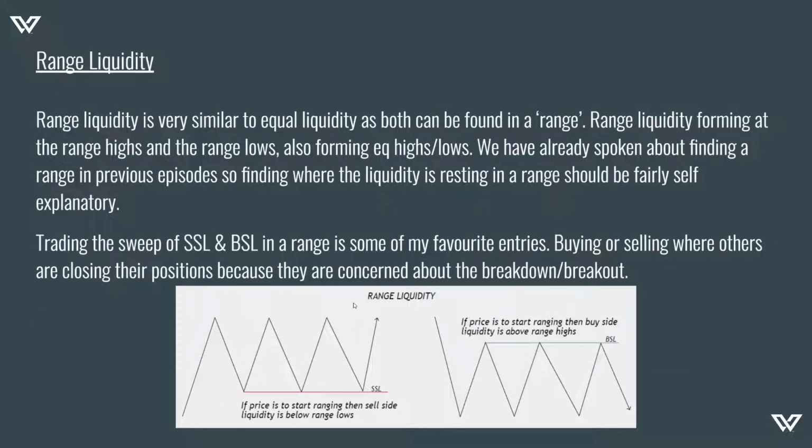So now, a little bit of talking about range liquidity. Range liquidity is very similar to equal liquidity, as both can be found in a range. Equal highs, most likely you can find them in some sort of ranging environment. Range liquidity forms at the range highs and the range lows, also forming equal highs and equal lows. We've already spoken about finding range in previous episodes, so finding where the liquidity is resting in a range should be fairly self-explanatory. If price starts ranging, then sell side liquidity will be below the range lows. If price starts ranging, then buy side liquidity is going to be sat above the highs.